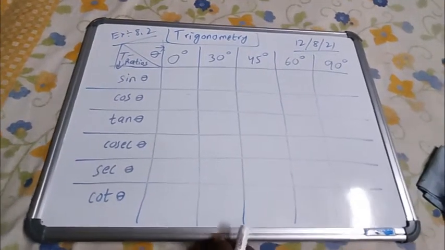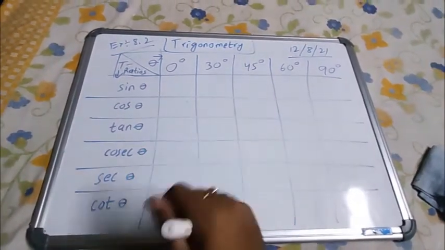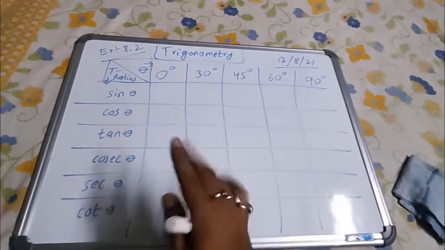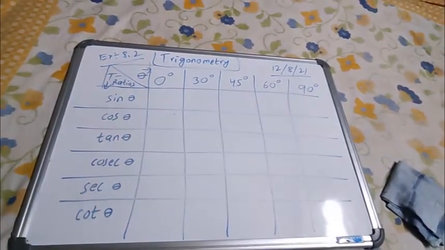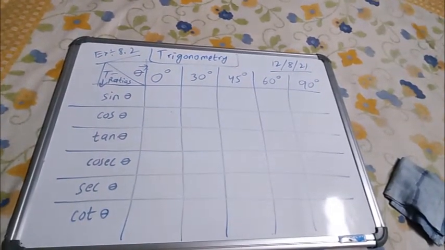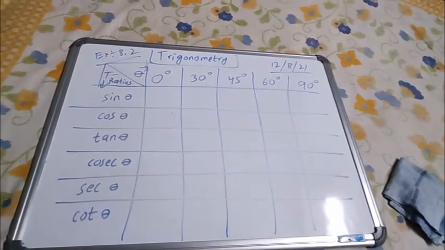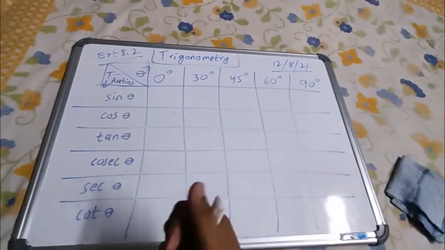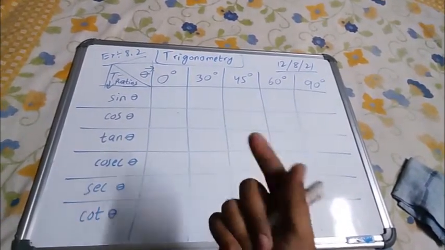Okay students, so today we will be starting with the trigonometry part that contains the standard angles. This is the part of exercise 8.2 containing the standard angles of trigonometry. Now what is the meaning of standard angles? The standard angles mean some angles whose trigonometric ratio values you should know.